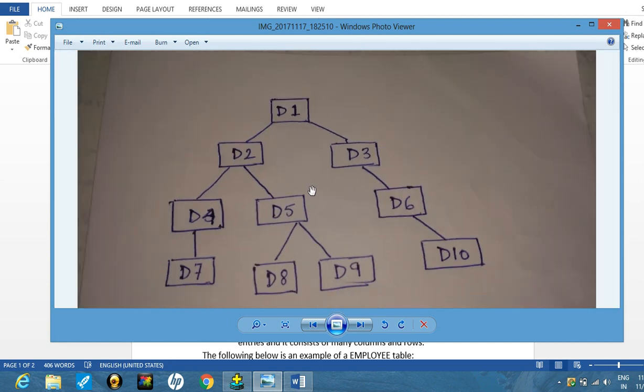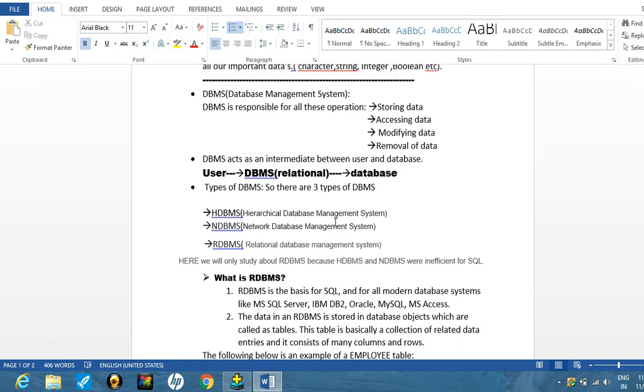So there is a lot of problem in accessing so many data. I've just shown like these many data. Suppose there were 100 data, then we have to retrieve all the 100 data. It would take so much time, as well as it's not convenient using that one. So HDBMS failed in this, and it was inefficient. So HDBMS was not used for databases.